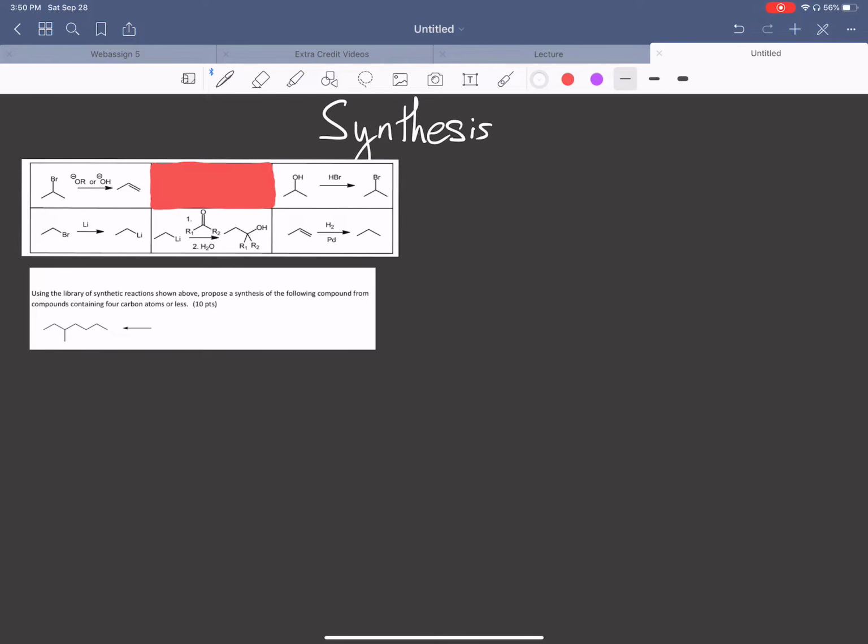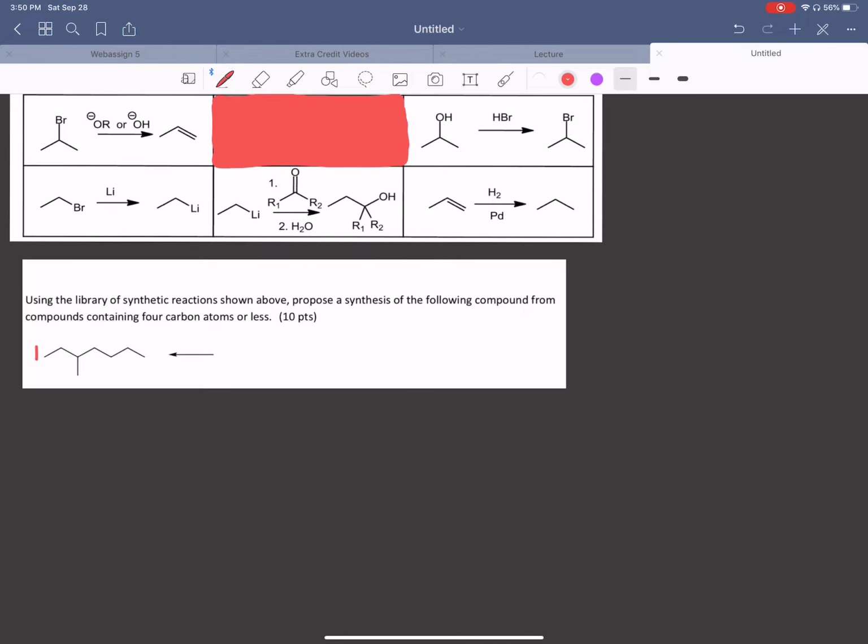So always when you start a synthesis, you want to look at what the product they gave you is and think about what we can do here, all right? So you can see we have an alkane here, okay? So we have an alkane, and we need to get to 4 carbons or less. And so right now, if we count our carbons, we have 1, 2, 3, 4, 5, 6, 7, 8. So we have 8. So we need to cut this thing down a good amount.